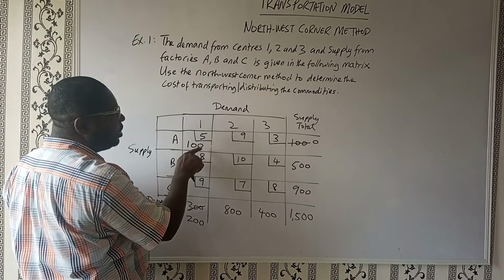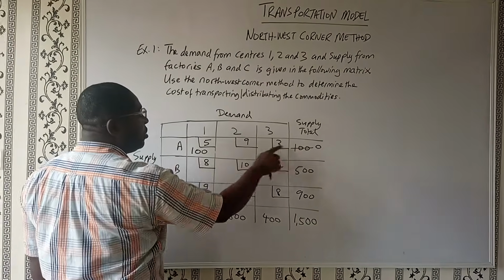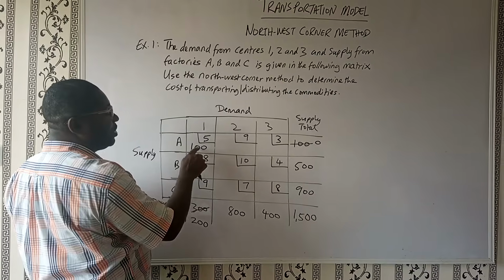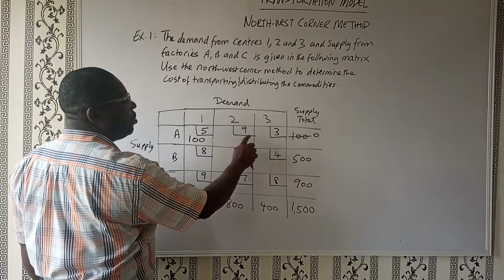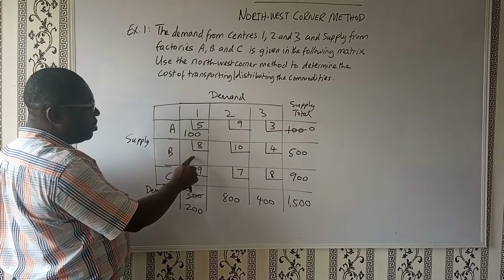Now, since this has been exhausted, we have exhausted the supply of factory A. Factory A cannot supply to any of these other centers. So we move to the next level. We move to the next.